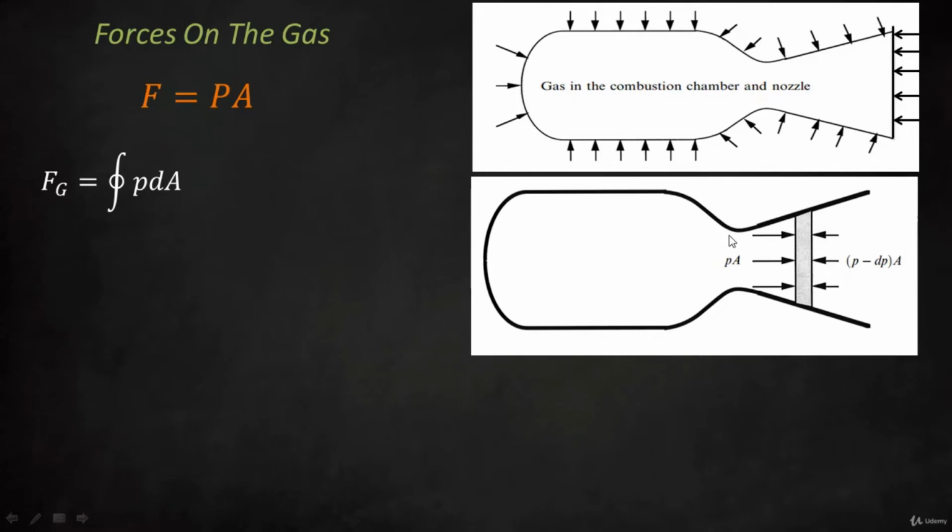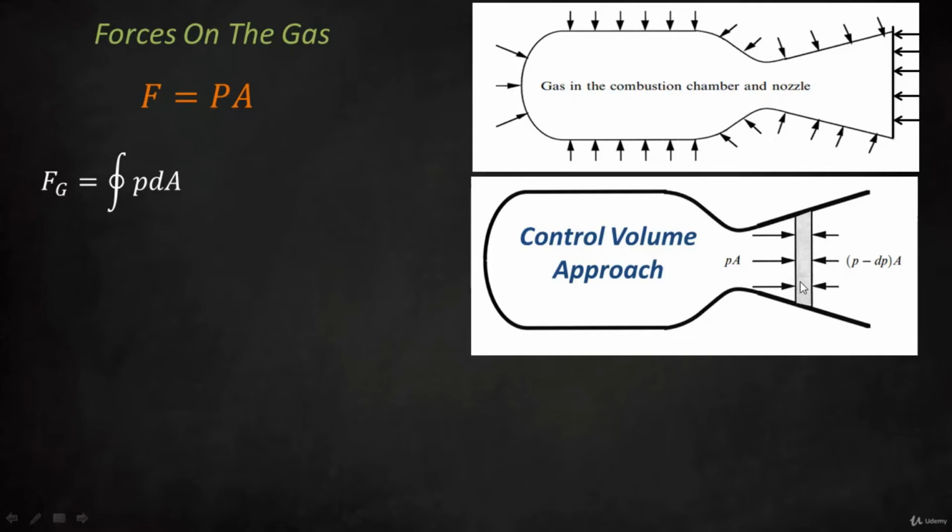And it's logical to think that the pressure on this side is always greater than the pressure on this side. So the pressure on the inside of the nozzle and the combustion chamber is greater than the pressure on the outside of that nozzle. And so if we consider this infinitesimally thin element, and this is known as the control volume approach, we've got through that element a pressure drop.